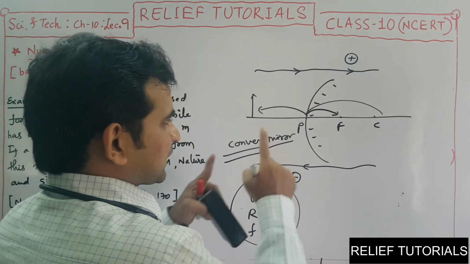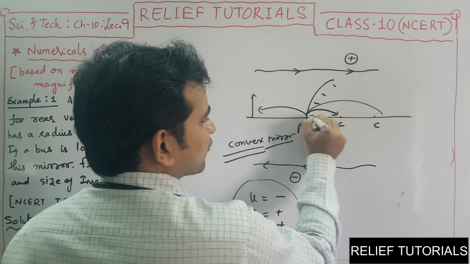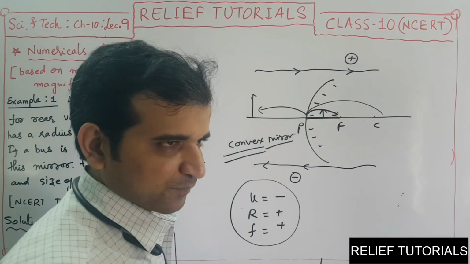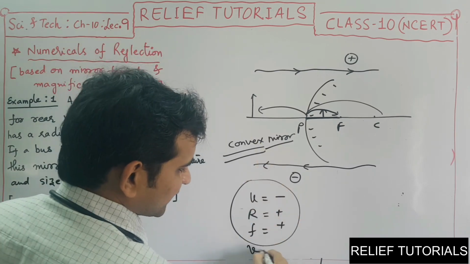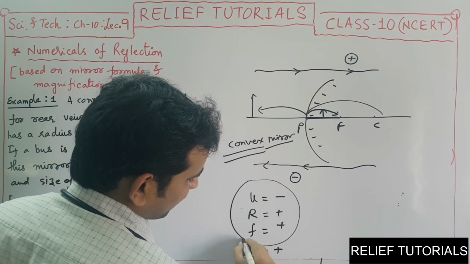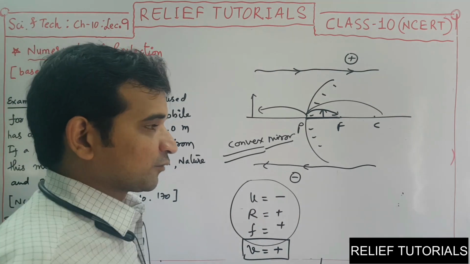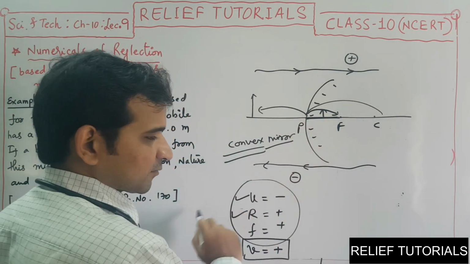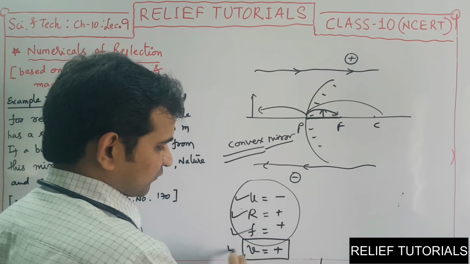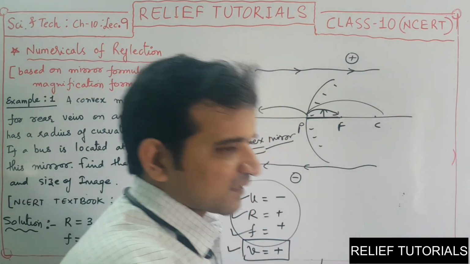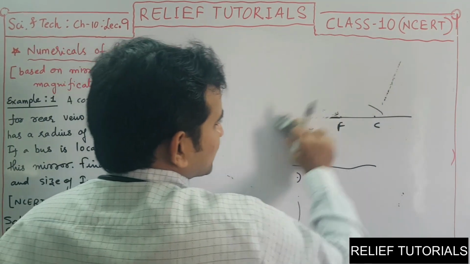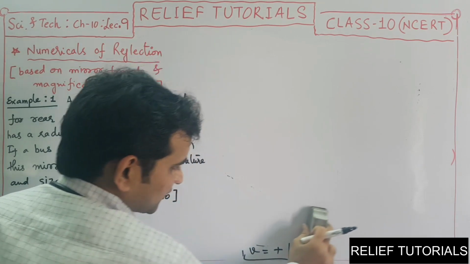And we know in the convex mirror case, the image is always formed between P and F, behind the mirror. So in the convex mirror, v is also fixed, and that is always positive. So in the case of convex mirror, u is negative, R is always positive, f is always positive, and v will also be always positive. When you are doing the numerical, you have to give the proper sign to the numbers.